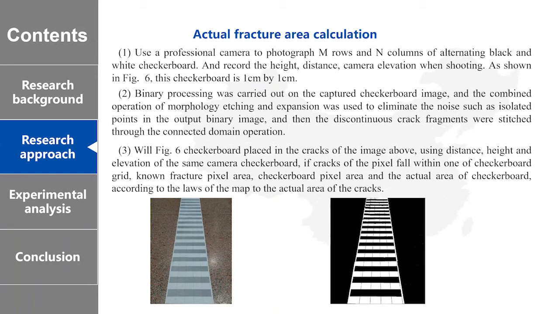If the crack pixels fall within one of the chessboard grids, the crack pixel area, the chessboard pixel area, and the actual area of the chessboard are used, according to the law of mapping, to obtain the actual area of the crack.